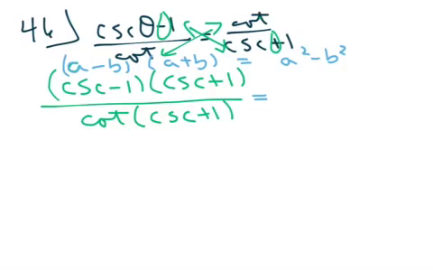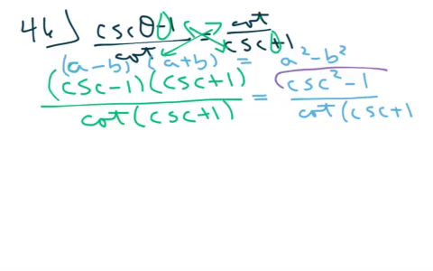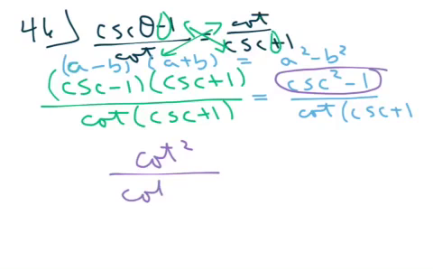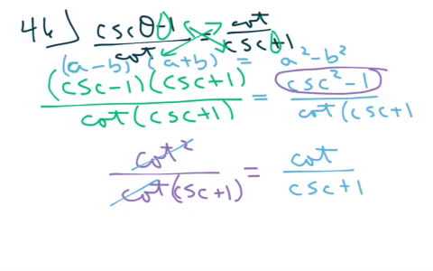So over here you're going to get cosecant squared minus 1 over cotan times cosecant plus 1. Now, this whole thing equals cotan squared, so cotan squared over cotan times cosecant plus 1 equals, here this cotan goes into that one time, so you're left with cotan over cosecant plus 1. So we have that these two here equal.